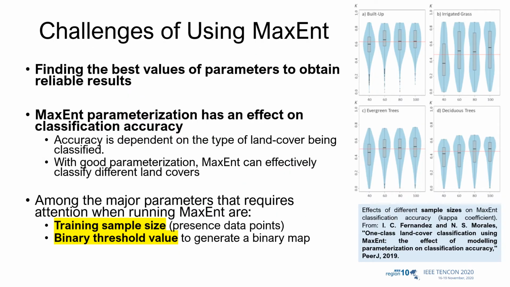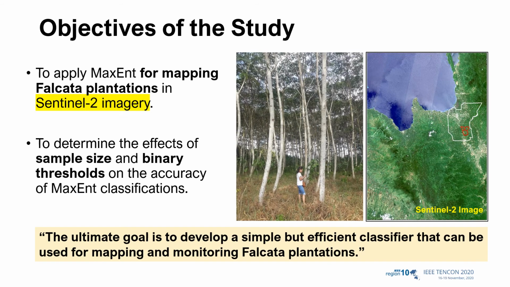However, there are some challenges in the use of MaxEnt as a one-class classifier. Among these is the difficulty of finding the best parameter values to obtain reliable results. Some studies have also concluded that MaxEnt parameterization influences classification accuracy. Among the major parameters that require attention are the training sample sizes and the binary threshold values. And that is where our study comes in.